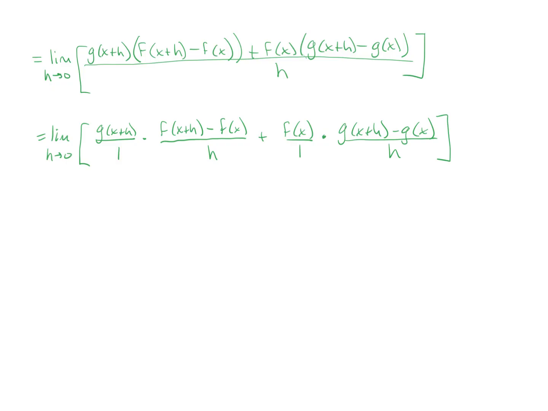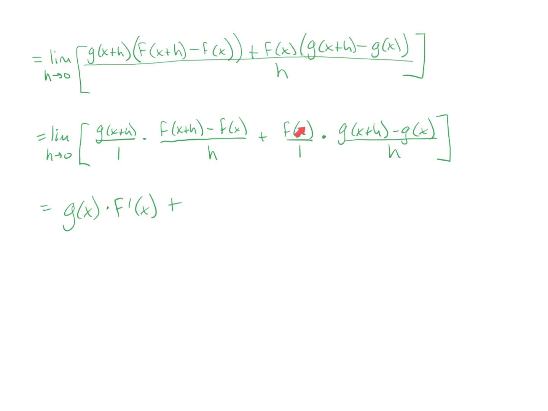And now I can take the limit, right? Take the limit as h goes to 0. So g of x plus h, when h goes to 0, this term goes to g of x, right? When plugging in my h equals 0, this just becomes g of x. This difference quotient is the definition of the derivative of f. So this is f prime of x.